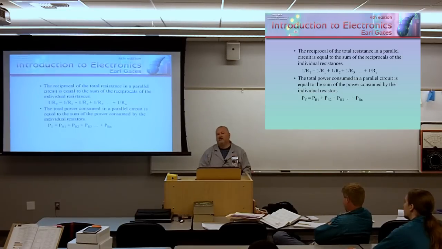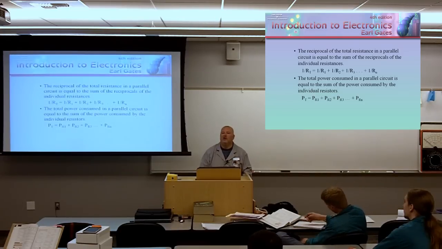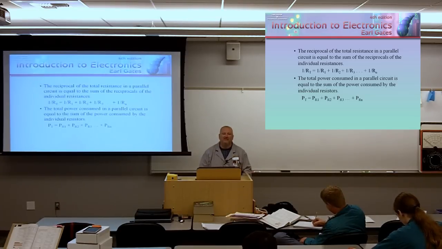The other formula that I want you to be aware of, and I know some of you are reluctant to use it, is the product over sum formula. If you've got 2 resistors or 2 resistances in parallel, use the product over sum formula. Product means R1 times R2 divided by the sum, R1 plus R2. And it's a real easy way.